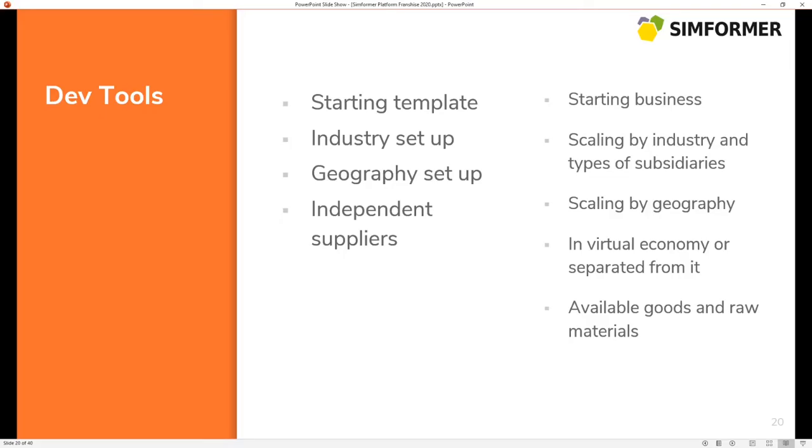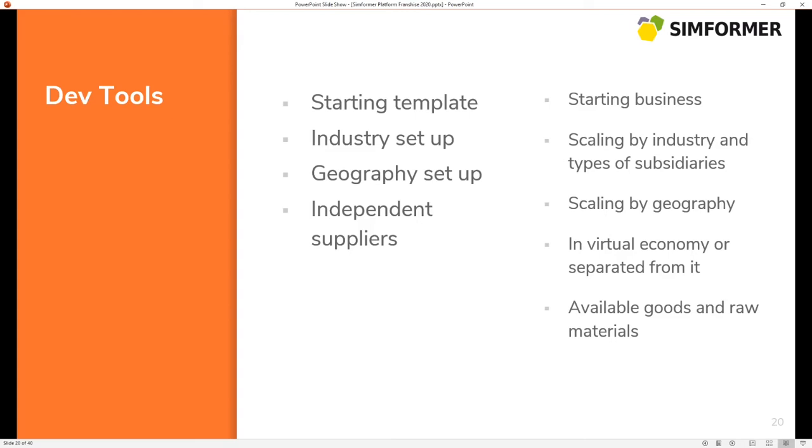So let's review. DevTools give us an opportunity to make 4 essential decisions. One is a starting template, the kind of business the student should receive at the beginning. Two, the industry setup: what kind of business we should allow the student to open, and thus affecting the decision scope. Geography setup addresses the same business growth opportunity.